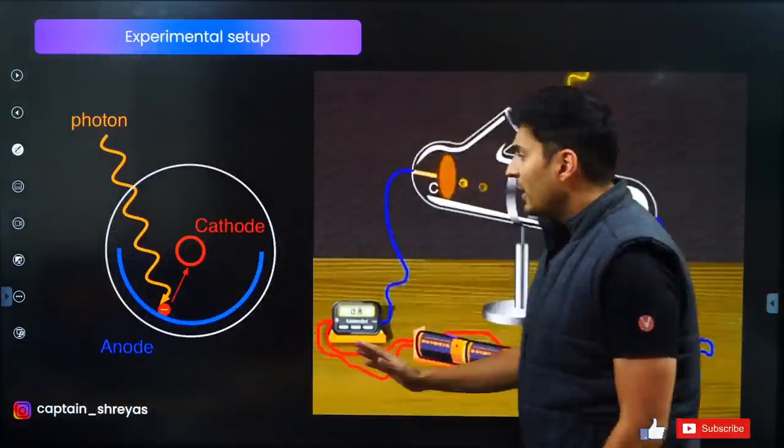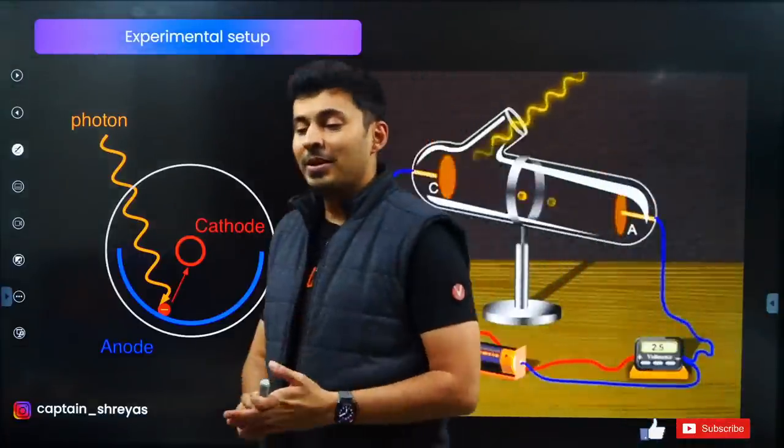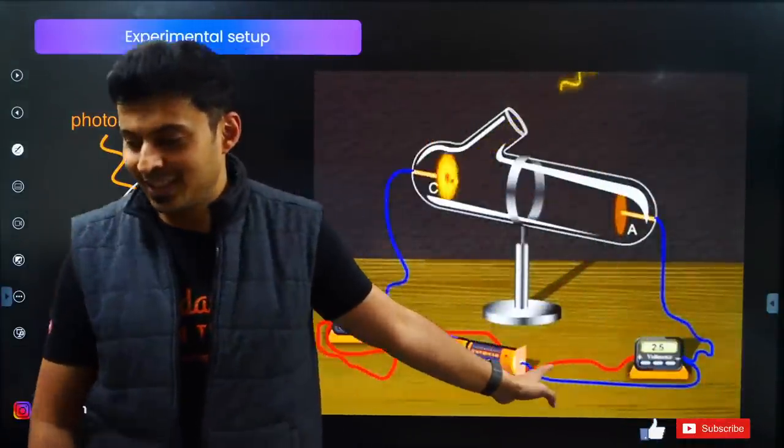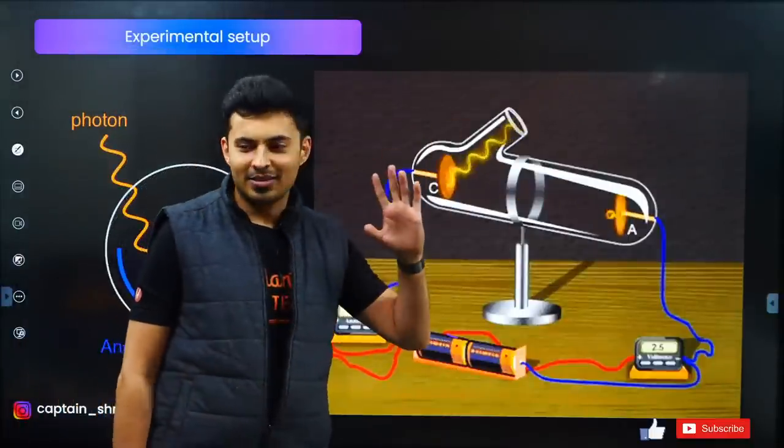Everybody clear? Everybody is sure of each and every part over here? Something like a semiconductor, it's not a semiconductor, but this is how it works.